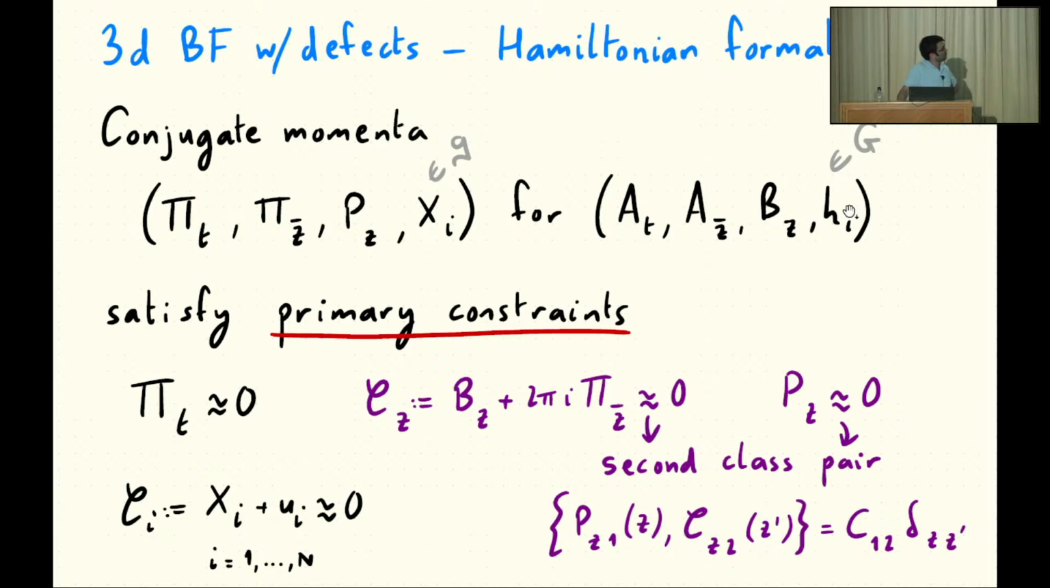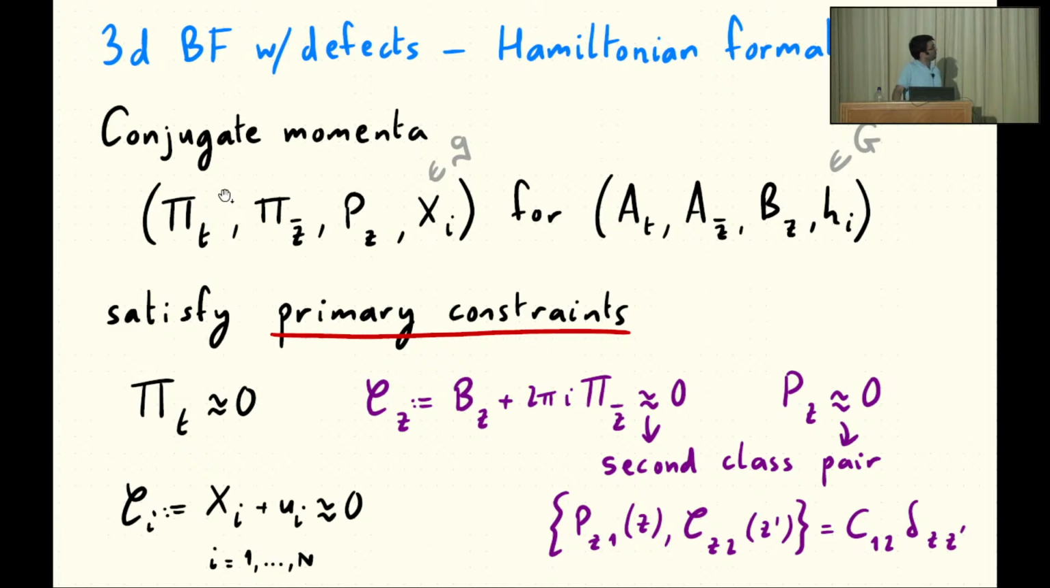The conjugate momentum for the group-valued element H_i at each site is a Lie algebra element. So you can think of this as parametrizing a cotangent bundle for the group element G. So this X_i is like a coordinate on the fiber, and G is a coordinate on the base. So this is the natural conjugate pair in the Hamiltonian formalism for this group element H.